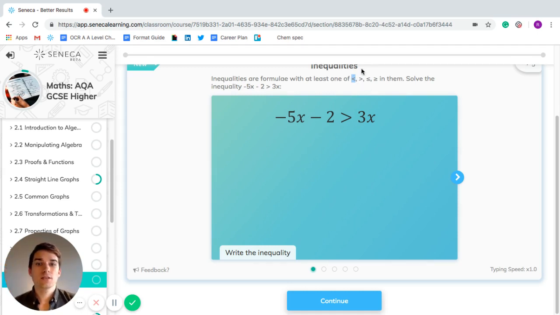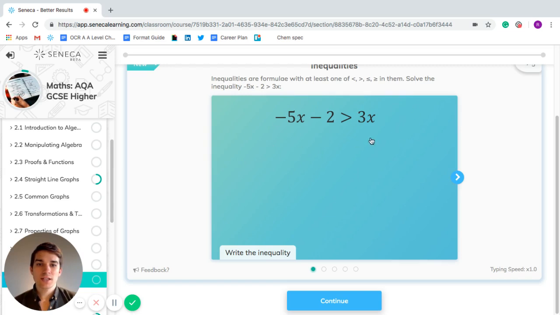Okay, so this symbol means that whatever is on the left is bigger than whatever is on the right of that symbol. Now these ones with the line underneath are the same, but it means it can also be equal to. So if you're thinking about this one, whatever is on the left is smaller than or equal to whatever is on the right. And the same here.